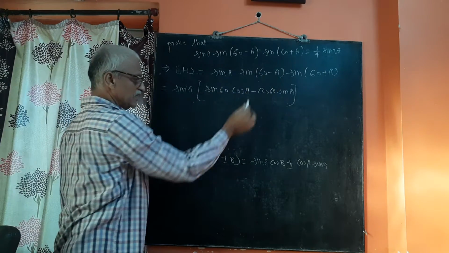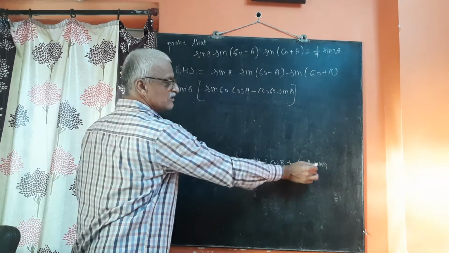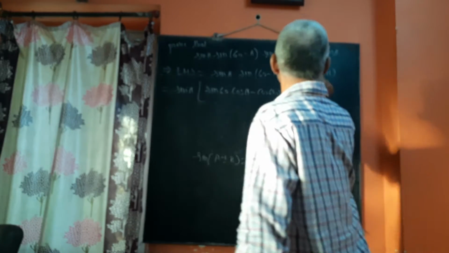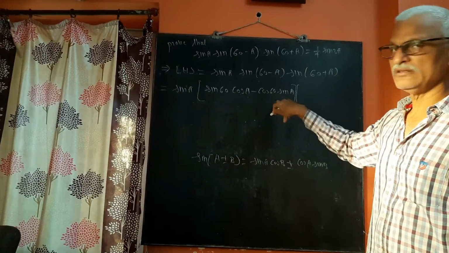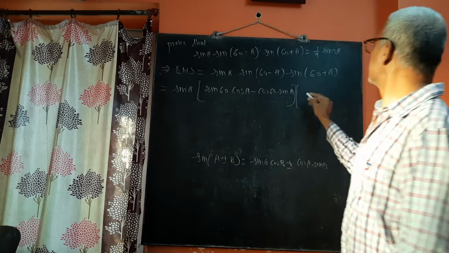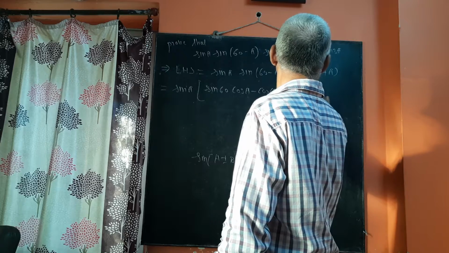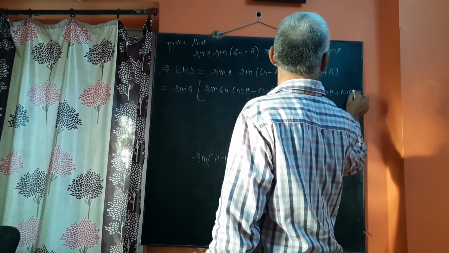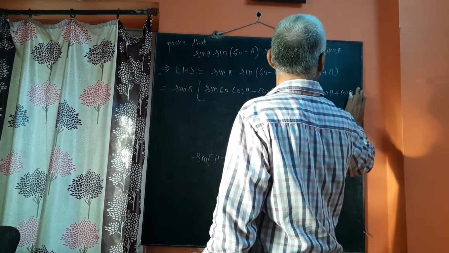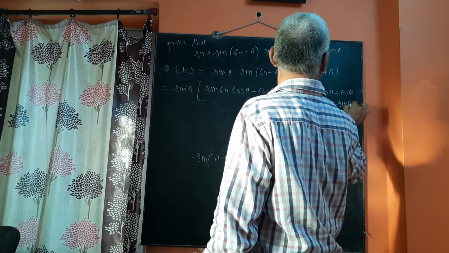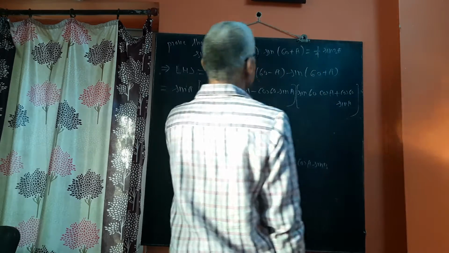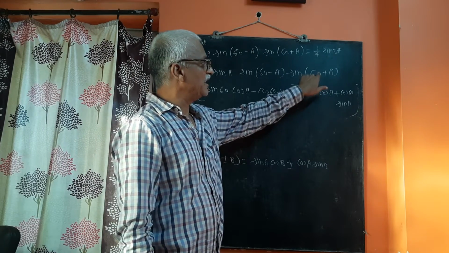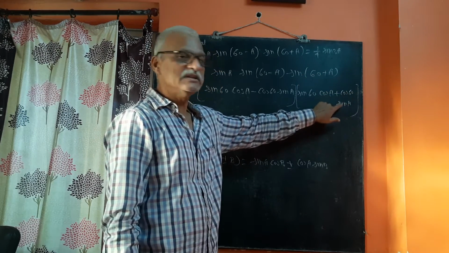Sine of 60 minus A, sin A cos B minus cos A sin B. So sin 60 cos A minus cos 60 sin A into sin of 60 plus A. The same thing, but instead of minus there will be plus. So it is sin 60 cos A plus cos 60 sin A.